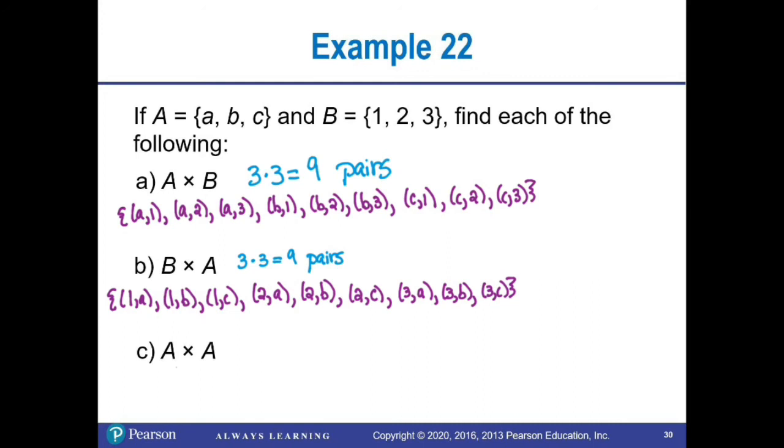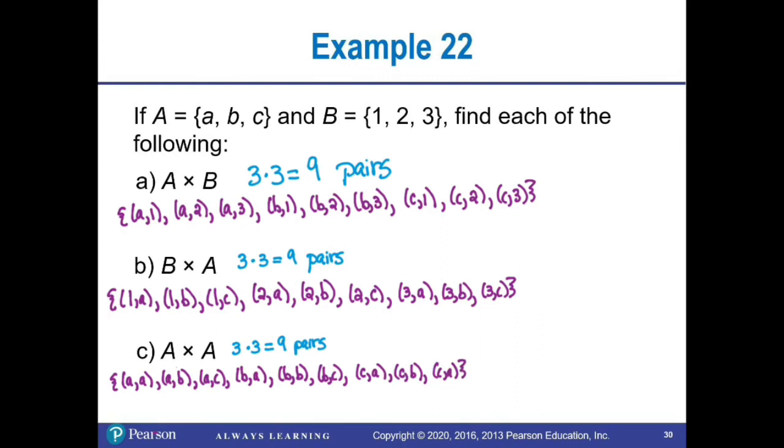Our last example is part C. We have A cross A. There are 3 elements in A times 3 elements in A for a total of 9 pairs. So I start and I've got a, b, and c as my elements in A. I pair a with a, a with b, and a with c. Then I'm going to begin with b. So b with a, b with b, and b with c. Or I could pair element c with a, c with b, and c with c. And that's the end of our lesson for section 2.3.